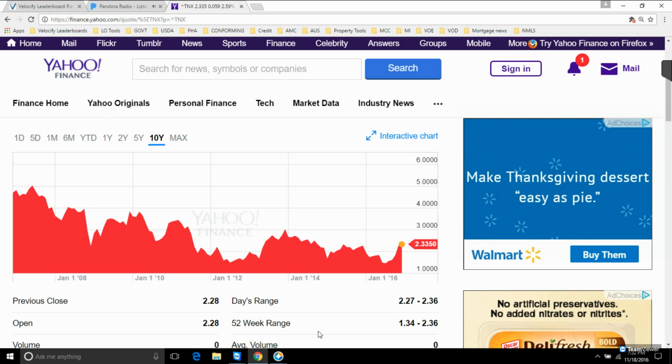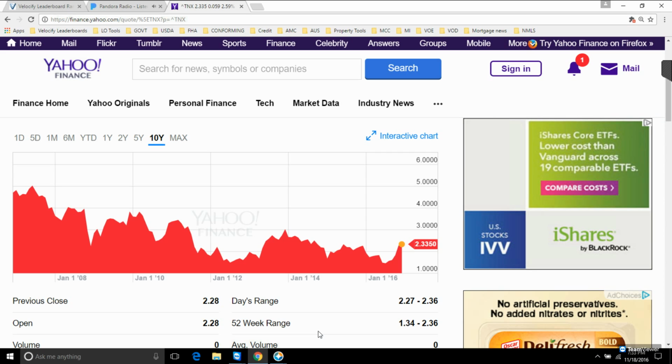But basically the 10-year yield is used to track mortgage rates, along with the 10-year Treasury notes. What this is telling you is that the federal government is paying 2.23% on 10-year T-bills and notes. Okay? And that also tracks mortgage rates. It has a very high, 98% correlation.